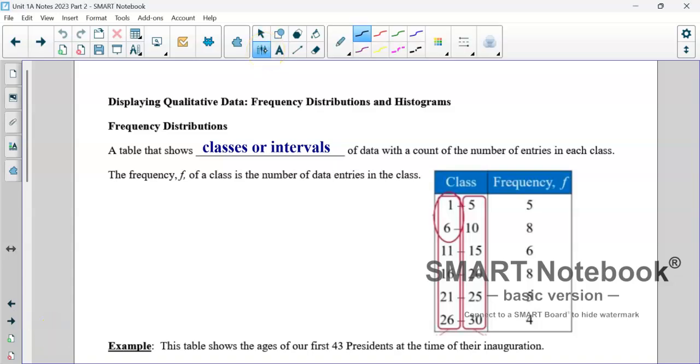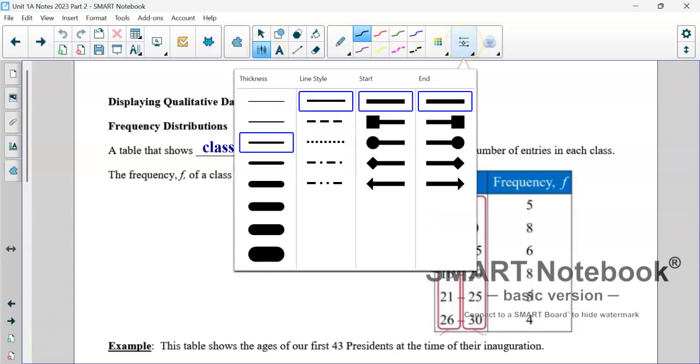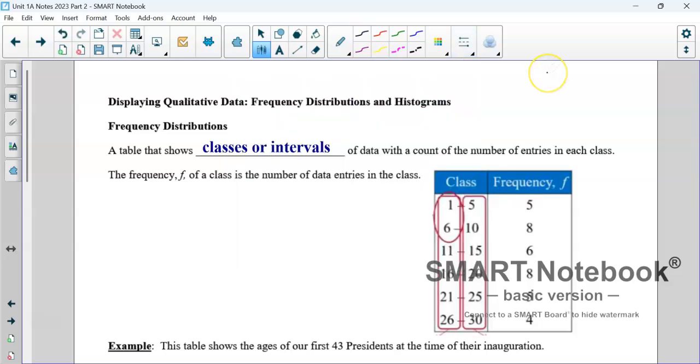All right. Day 2 of part 2, or day 13 of the overall unit. Displaying qualitative data, frequency distributions, and histograms. So a frequency distribution is a table that shows classes or intervals. So you see down here, we have classes, also an interval from 1 to 5, 6 to 10, 11 to 15, and so forth, of the data with a count right here of how many are in that class or how many are in that group.